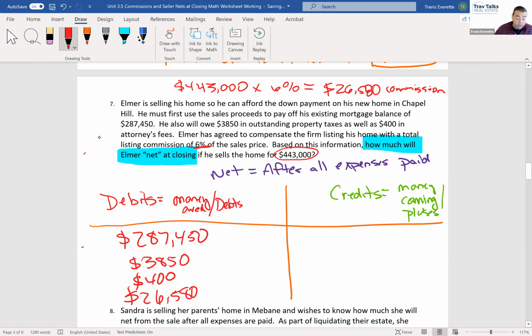And then the only credit, the only number we haven't dealt with at all, is the actual sales price there. And so the sales price is going to be the only one we're going to put over here in the credits, $443,000. Once you've got those numbers in the correct columns, it's just a matter of totaling your columns up. Well, the credits are easy. Total credits is just $443,000.